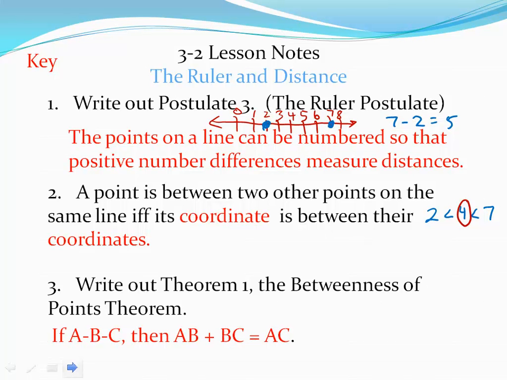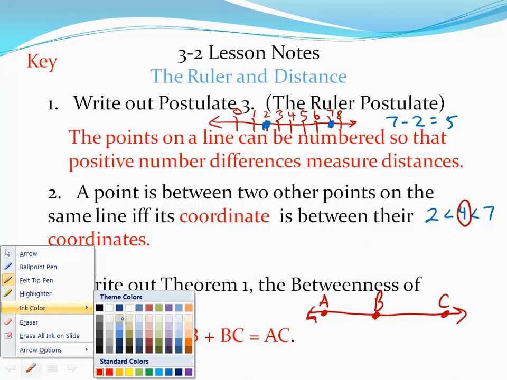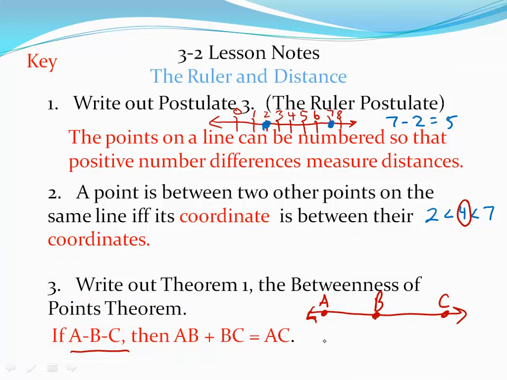Write out theorem 1, the betweenness of points theorem. How do you say this? It might surprise you the way you say that. It says, if B is between A and C, then AB plus BC equals AC. So let's say we have this line, and we have point A on this line, point B on this line, and point C on this line. Is B between A and C? Yes, it is. And we could even put some coordinates on there if we wanted to show it mathematically, but we can see visually that B is between them.